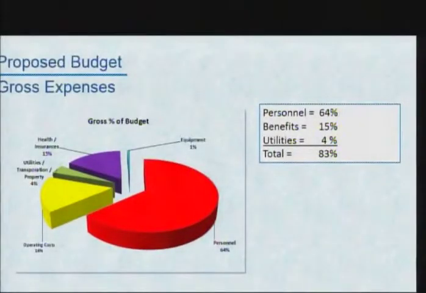Again, the interesting part about school budgets is a very simple fact. Between personnel and benefits, we are expending 80% of our total budget. Our fixed costs are in there for utilities and transportation, and our operating costs, if you really think about it, are a very, very small part of the budget once you exclude fixed costs, salaries, and benefits.